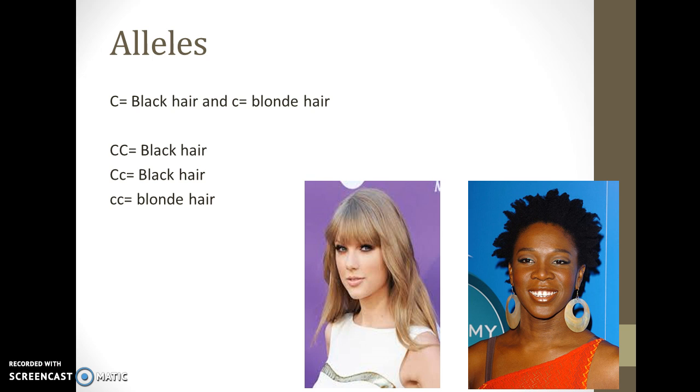Okay, more alleles. Let's say capital C stood for black hair and lowercase c stood for blonde hair. Black is the dominant trait. It's stronger, it's more likely to show up. Lowercase c is recessive. It's less likely to show up. It's weaker, it's easier to hide. So you could, again, end up with two capitals, which would give you black hair, a capital and a lowercase, which would also give you black hair, or two lowercases, which is the only way that you could end up with blonde hair.